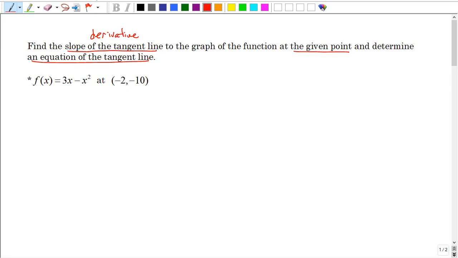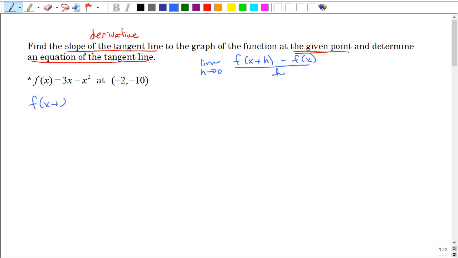So previously we found just the derivative in general. Now we're going to find the derivative at a given point. So let's go ahead and just start that process. What is that definition of the derivative? Remember, it's the limit as h approaches 0 of f of x plus h minus f of x over h.